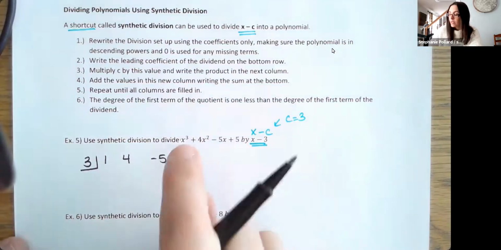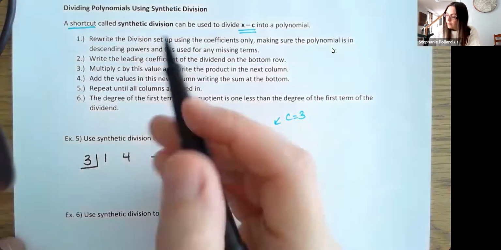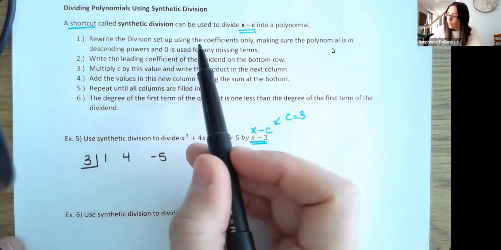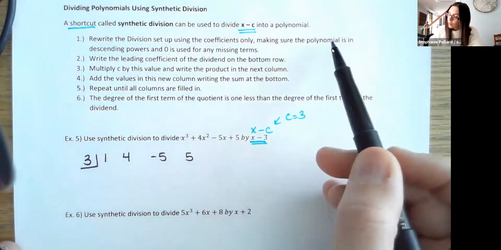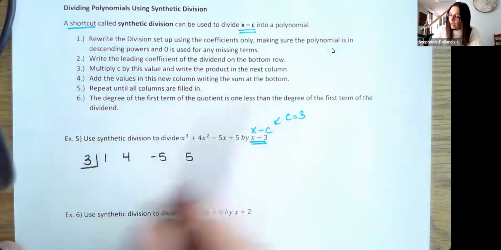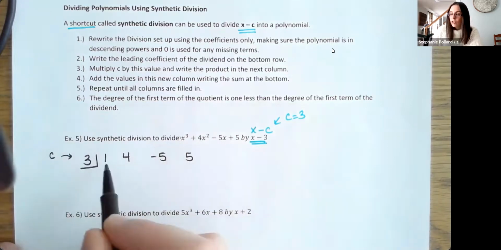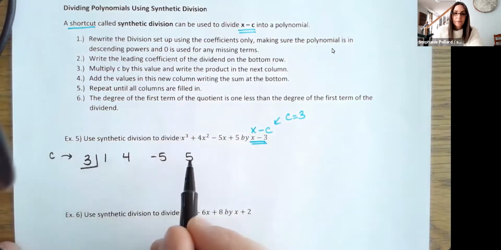Now, if you were missing a term, you would want to fill in the 0 like we did in the last example, in the last video. We don't have any missing terms here, so we don't have to worry about that. Okay, so that's our first step. Write the division setup using the coefficients only, making sure the polynomial is in descending powers and 0 is used for any missing terms. So you have your c value on the outside, and then you have just your coefficients on the inside.